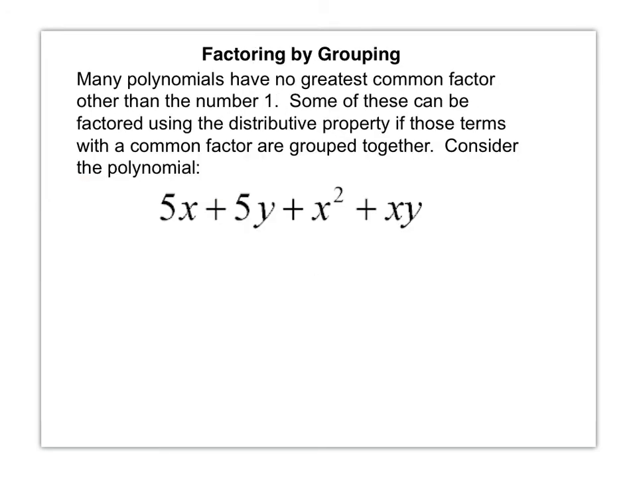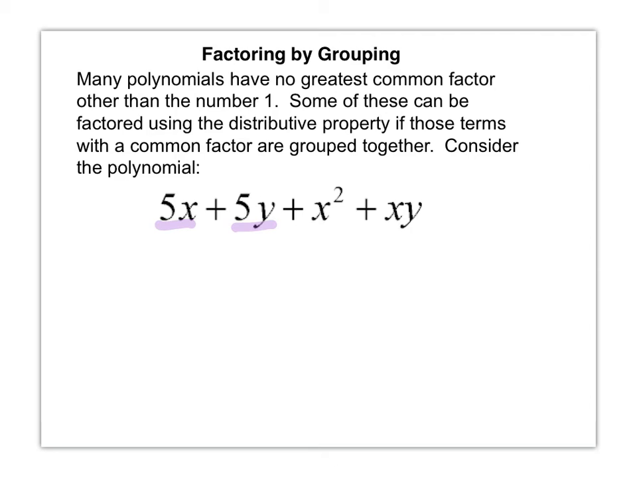Factoring by grouping. Many polynomials have no greatest common factor other than the number 1. Some of these can be factored using the distributive property if those terms with a common factor are grouped together. Consider this polynomial. In terms of looking at all 4 of these terms, the first has a 5, but only the second has a 5.